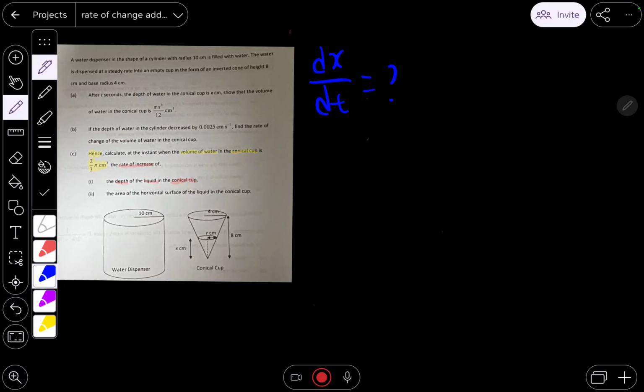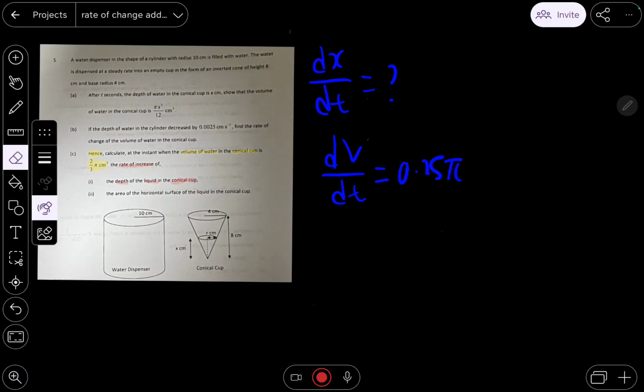Now, let's look back. They want us to find, hence, the rate of change of the volume of water in the conical cup. Okay, just now I forgot to write. You must write d. So what do we have? We have dV/dt, right? Which is 0.25 pi, if I remember correctly. I mean, that's the answer.